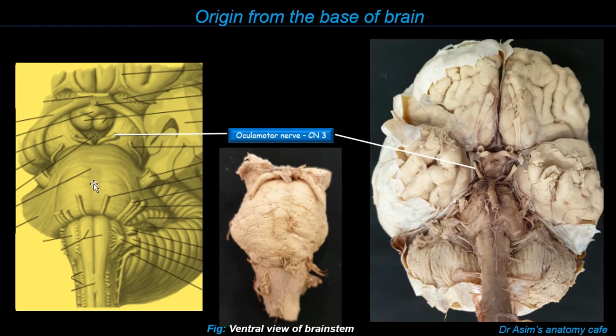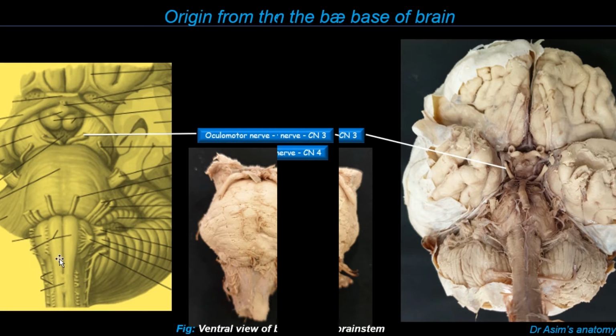You can see the basilar groove over here. The basilar groove is kind of visible here as well. And this is the ventral aspect of the medulla, which corresponds with the ventral aspect of the medulla oblongata in this illustration over here.